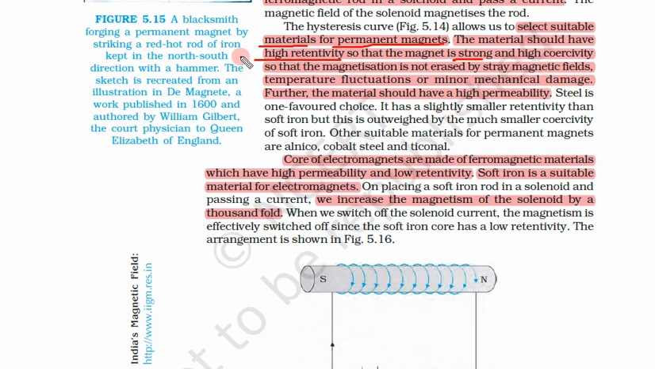So what we need is high retentivity. This question was asked last year in the pre-board exam for 2 marks: what are the properties of permanent magnets.